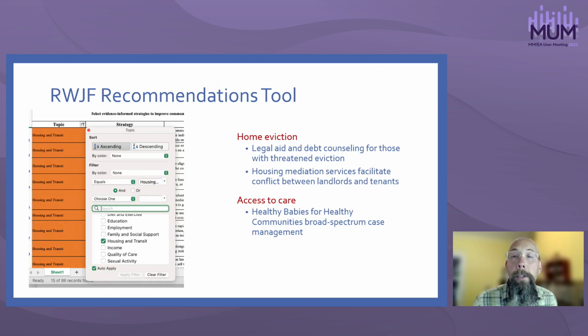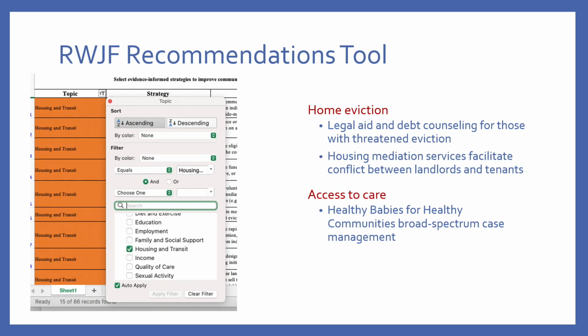If we were to look at the Robert Wood Johnson Foundation tool, it's actually an Excel sheet. And what you do is you use that little filter in the Excel sheet. If you choose the filter, you can check the box for what category you want. And if I chose, for example, housing and transit, these are the recommendations that come up. And just a couple of recommendations that I pulled out that seemed relevant to this case.